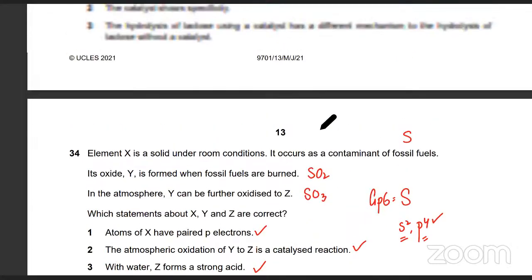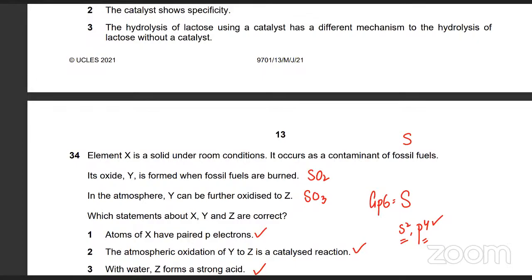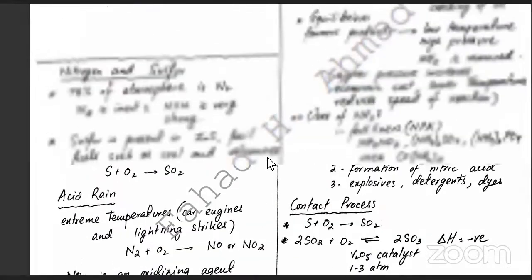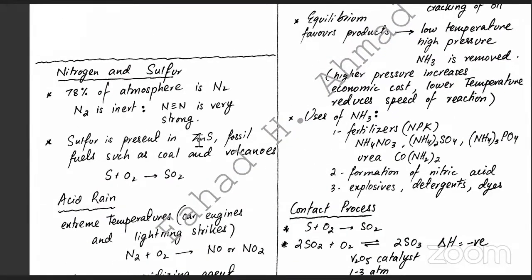You can remember sulfur is a contaminant of fossil fuels. That's also given in the notes. It will say that sulfur is present in fossil fuels such as coal, and also present in volcanic ash. In volcanic activity, a lot of sulfur dioxide gets produced.